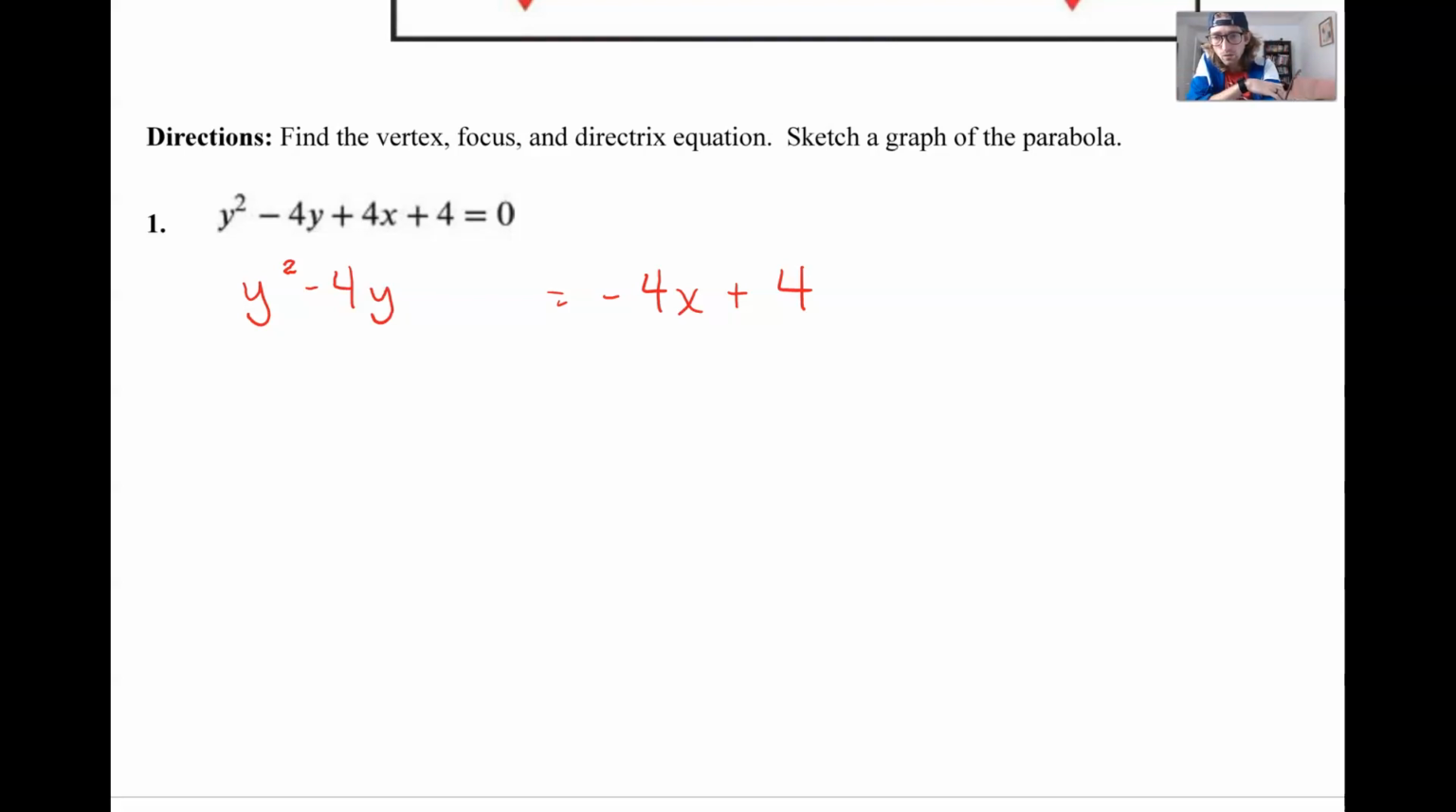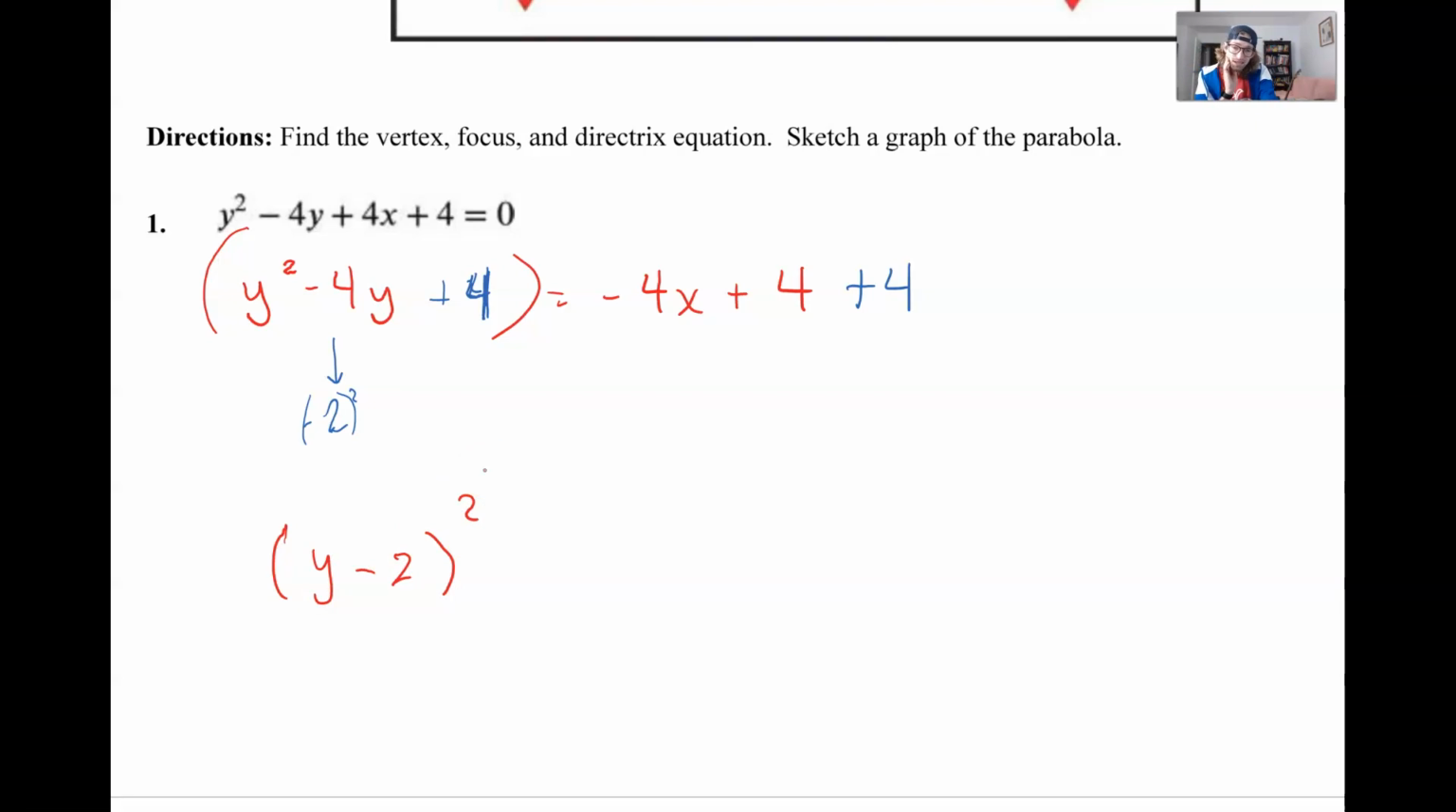So completing the square, we look at this. Half of that is negative 2. We always take half of that. We square that. Negative 2 squared is 4. So we're adding 4 on this side. And remember, whatever you add to one side, you must add to the other. Completing the square allows us to take this y stuff and write it as y minus 2 quantity squared. That's what it factors to.